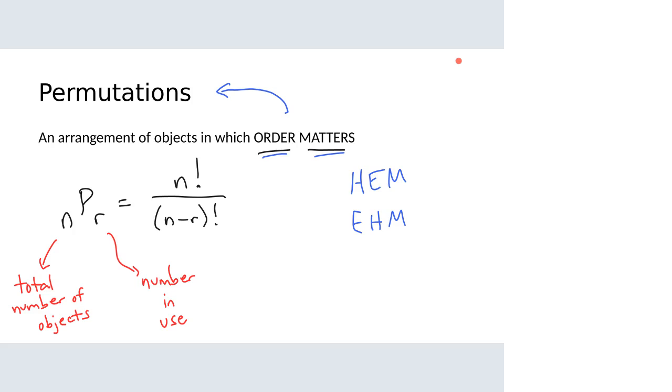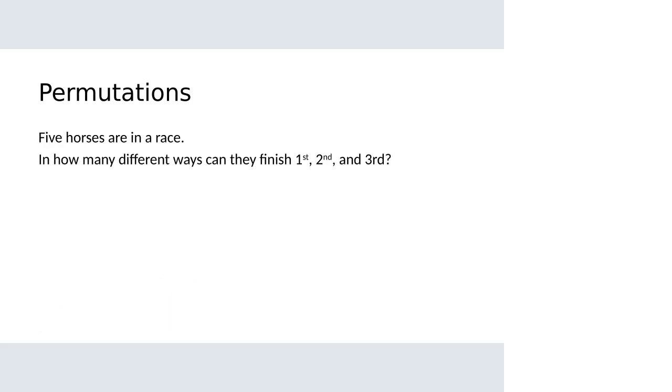Let's look at an example. 5 horses are in a race. In how many different ways can they finish first, second, and third? If you're thinking, couldn't I use the fundamental principle of counting here? Yes, you could. But I actually think you're going to like using permutations better, and so that's how we're going to approach this problem.